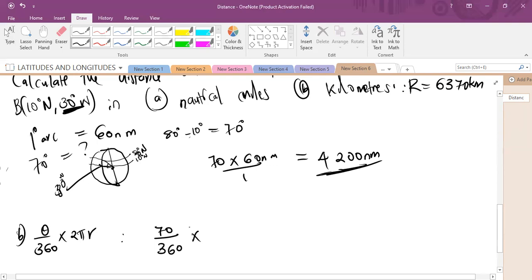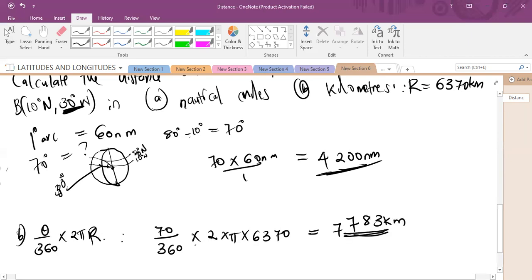So this is times 2 times pi times r, where r is the radius of the earth. Our r has been given as 6370. If we evaluate that correctly, we will get our answer. Our answer is equal to 7783 kilometers.